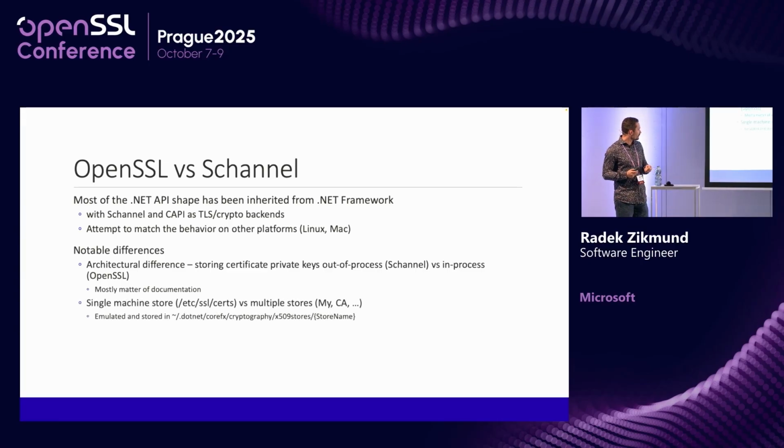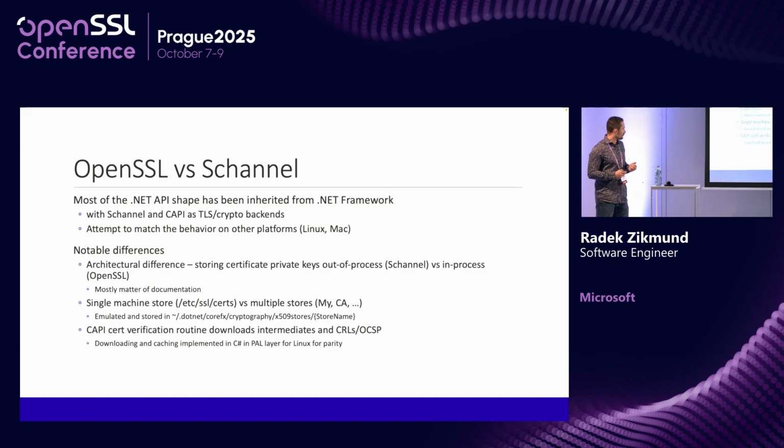I already touched on machine stores. Windows has the concept of different certificate stores for certificates that are supposed to be used in different contexts, for different things. And since we already exposed some API to manage those stores and access them, we basically had to emulate those on Linux. So the cryptography maintainers decided to use some directory in the home folder, and that also seems to work reasonably.